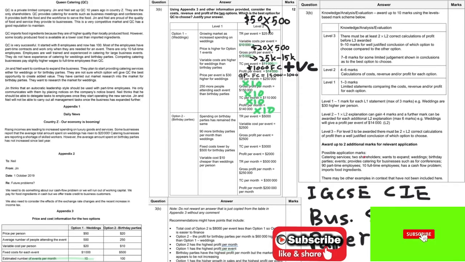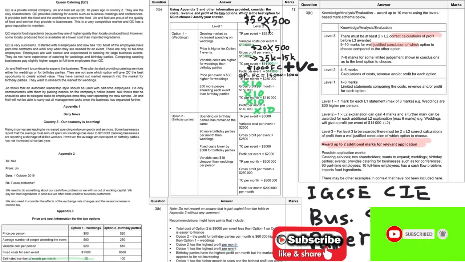But look at the right hand side. If you want to score high marks, you must do correct calculations, of course, and give a justified conclusion. There are a lot of ways to do the conclusion.